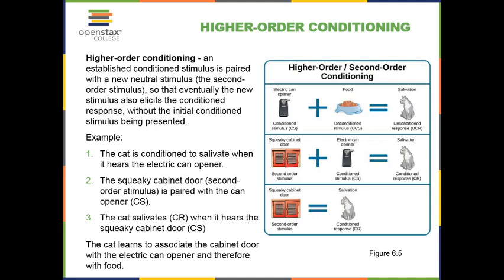A higher order conditioning, an established conditioned stimulus is paired with a new neutral stimulus, a second order stimulus, so that eventually the new stimulus also elicits the conditioned response without the initial conditioned stimulus being presented. So for higher order, electric can opener plus food equals masalivate ang cat. So squeaky cabinet plus electric can opener magsalivate na ang cat. Hantod sa point nga mo, open lang ang cabinet, magsalivate na ang cat.